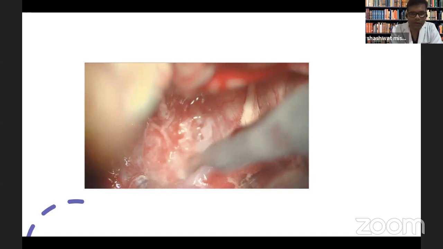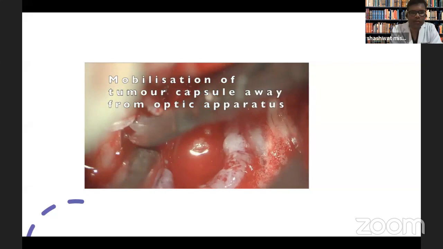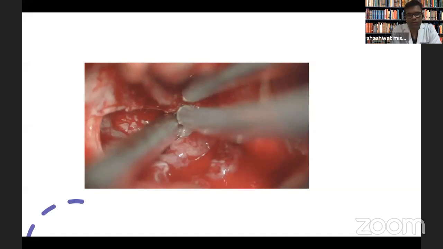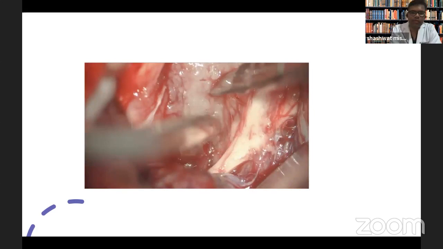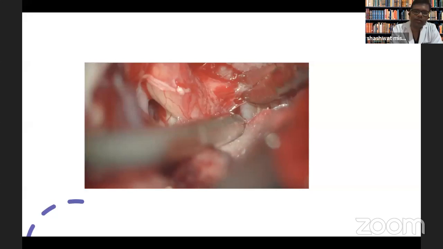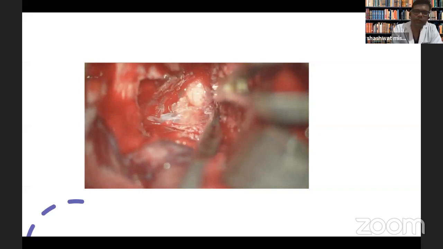Now we decompress the tumor in the usual fashion, and then we mobilize the tumor away from the nerve. At all points, we are very careful not to handle the nerve too much. This is mobilization of the tumor away from the chiasm. We divide the arachnoid bands sharply so that there is no traction on the nerve at all. And then we remove the last bit here.